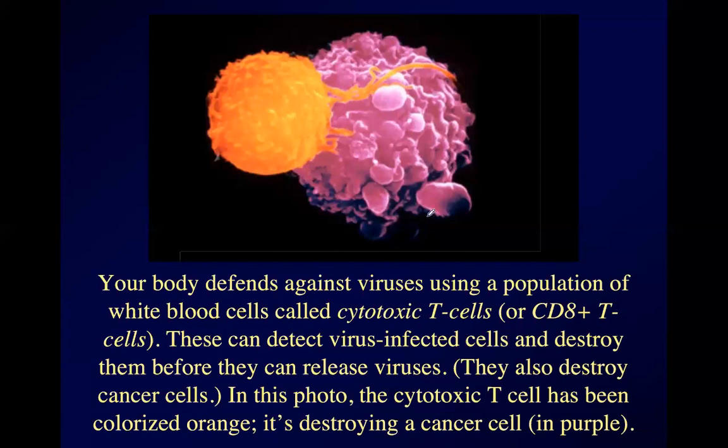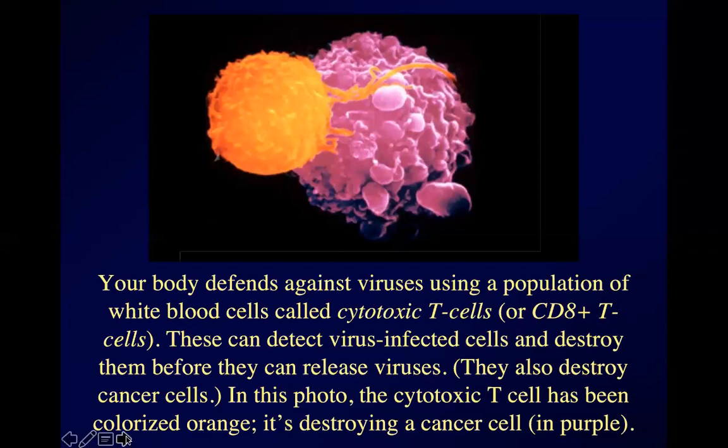And what it's doing is crawling right up to a cancer cell, which is in purple, and destroying it. So cytotoxic T cells defend you against cancer. They also defend you against virus-infected cells. They'll destroy a virus-infected cell before it can release viruses. So they're an important part of your immune response to viruses.